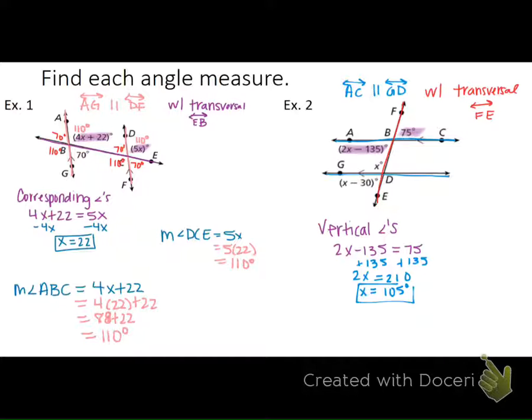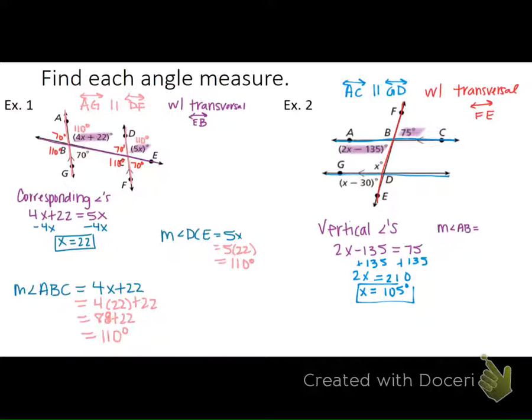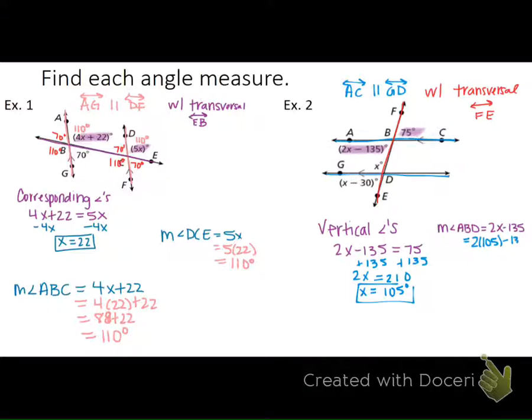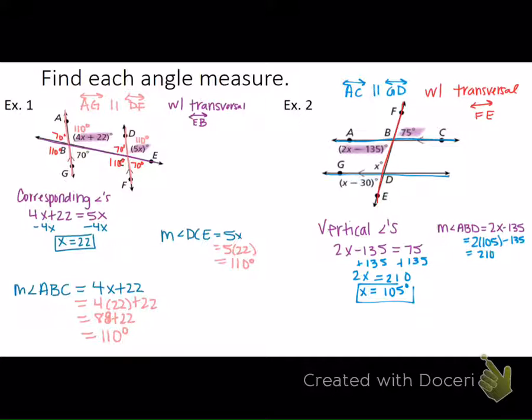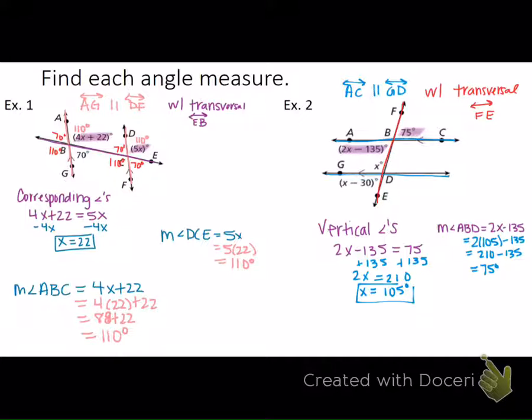All right. So we need to find the measure of all the angles now. So this is A, vertex B, D. So the measure of angle ABD equals 2x minus 135. What did we just find x to be, though? So we can do 2 times 105 minus 135, right? Which is 210 minus 135, which is what? 70. Does it make sense that it's 75 degrees? Why does it make sense that this is 75 degrees here? Why does that make sense? Carmichael?